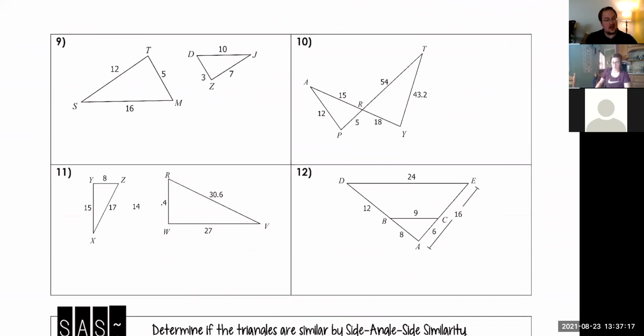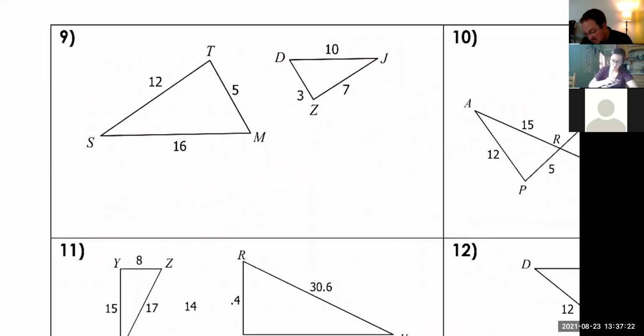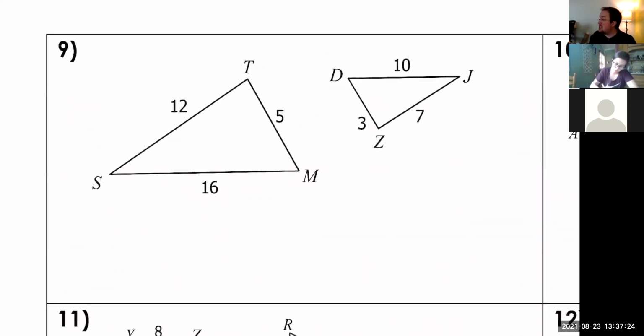Okay. 4 more here with side, side, side. It's going to feel like more of the same. Again, this one right off the bat seems pretty legit. Looks like it's a rotated version of the other one. So if I was to go through and pair these up, I'm going to go left to right on this one. Looks like the 5 and the 3 are meant to be paired together, which if I imagine this rotated, would put the 16 with the 10. What's that leave me with? 12 and 7.